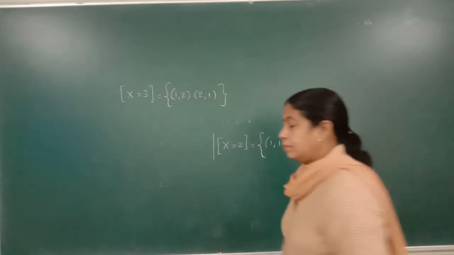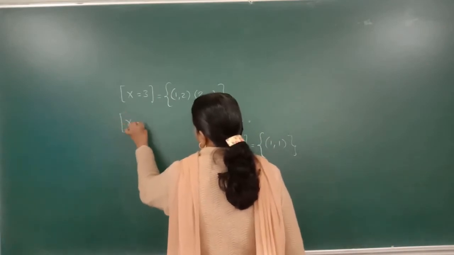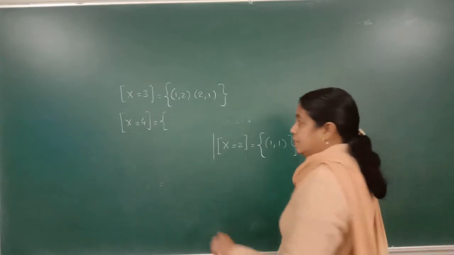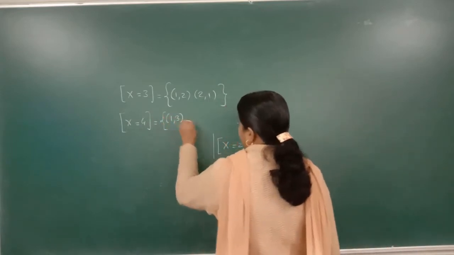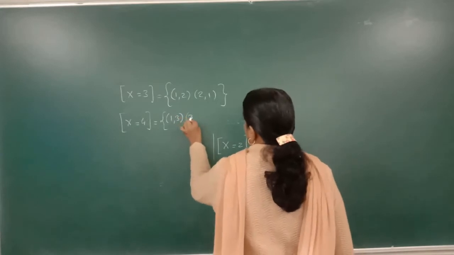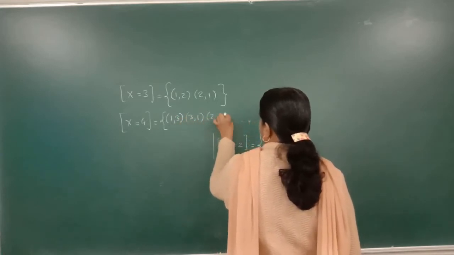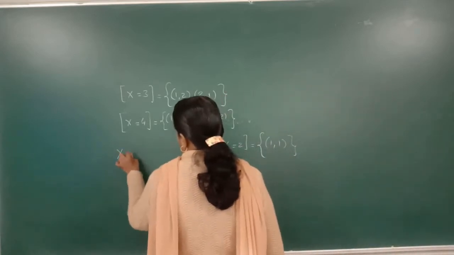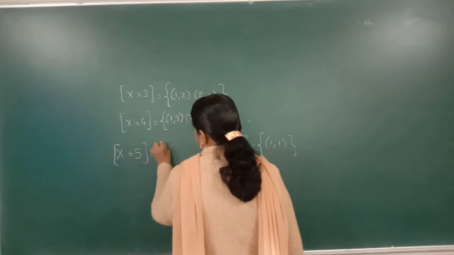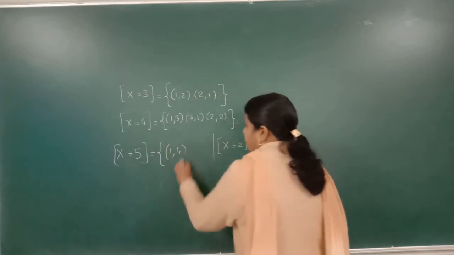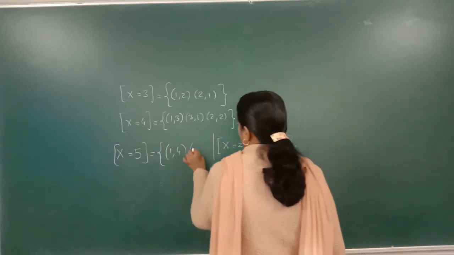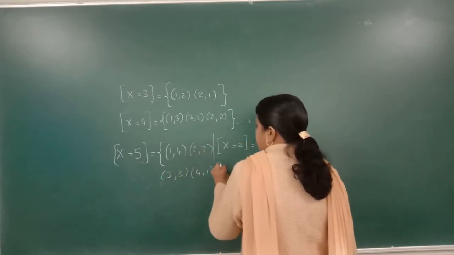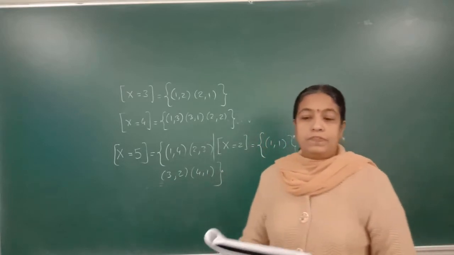Got it? Now X is equal to 4. Now in 4, which numbers can come? See, (1,3) can come, (3,1) can come, and (2,2) can come. Now for the next sum, write (1,4), (2,3), (3,2), (4,1). So all these are the outcomes.